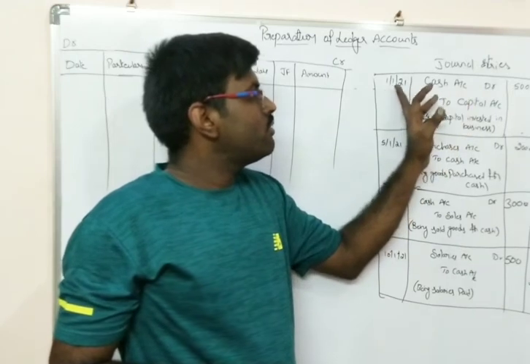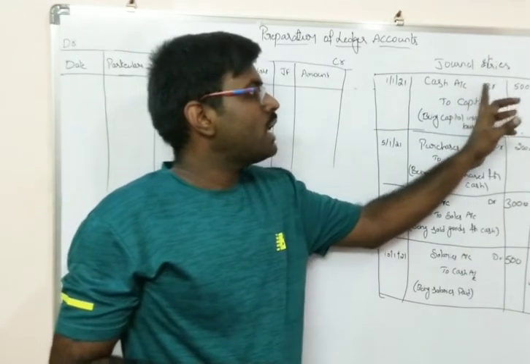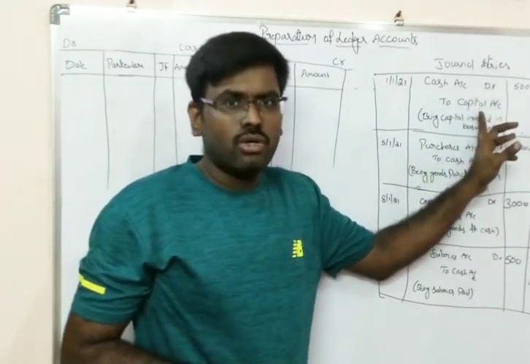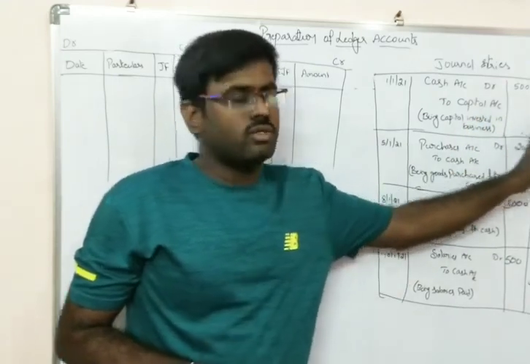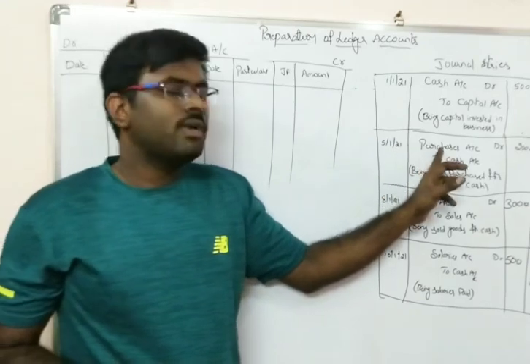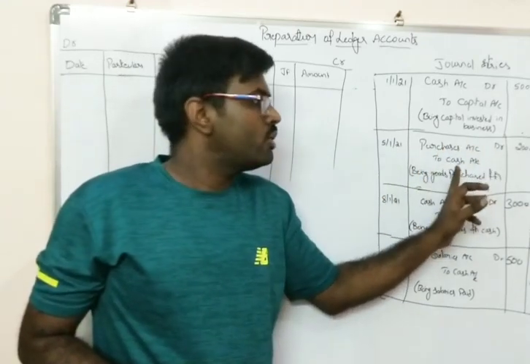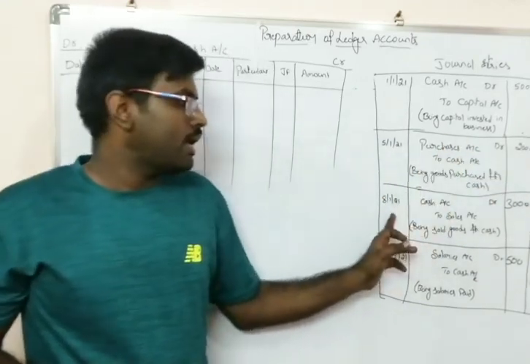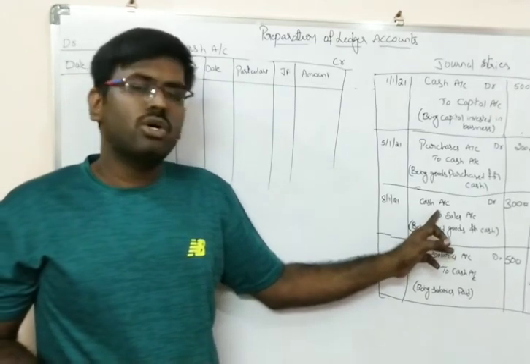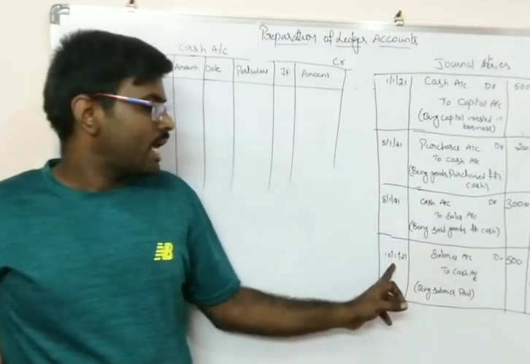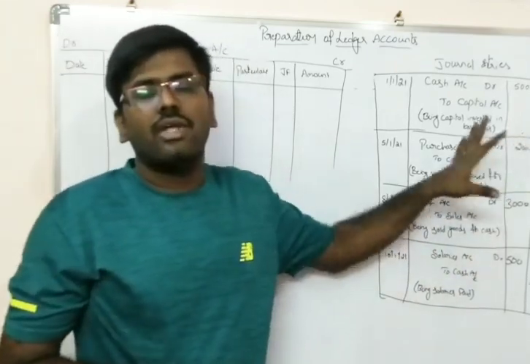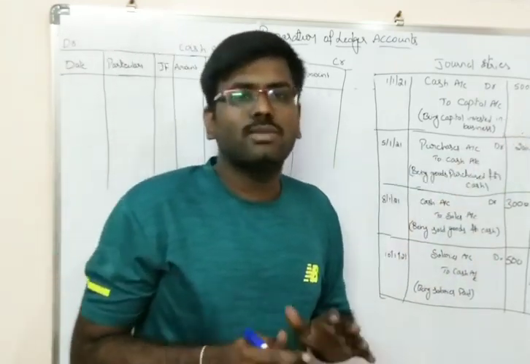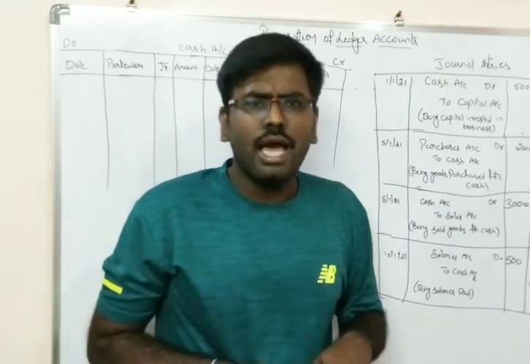On 1st January 2021 we have cash account debit to capital account, being capital invested into business, amount is 5,000. On 5th January 21 we have purchase account debit to cash account. On 8th January 21, cash account to sales account. And on 10th January 21, salaries account to cash account. So here I have taken 4 journal entries to explain how to prepare the ledger accounts.